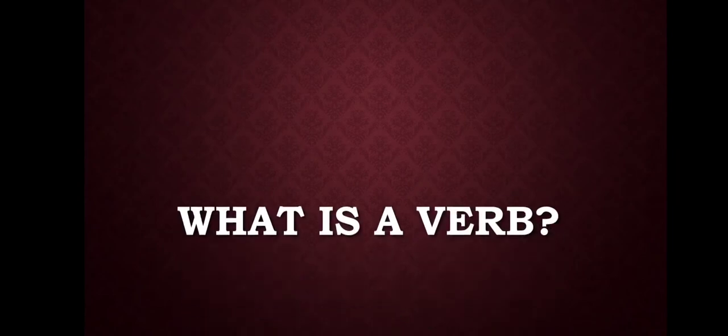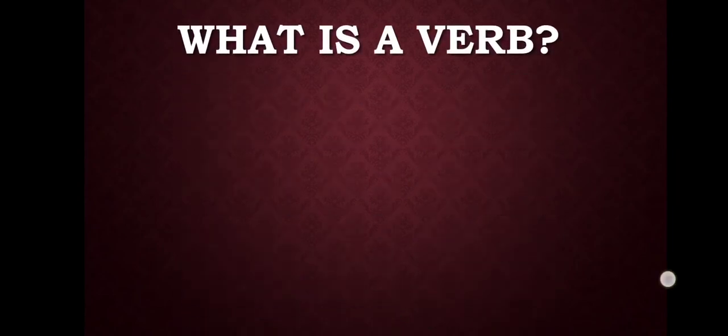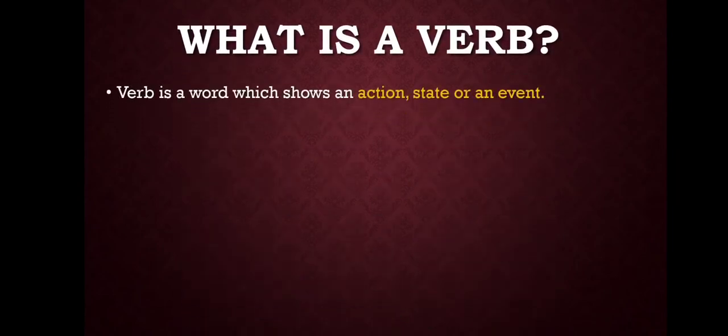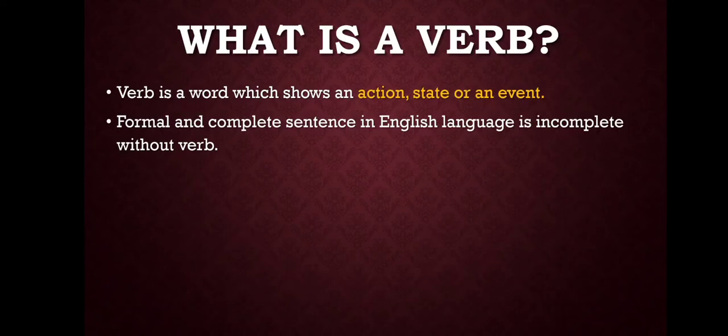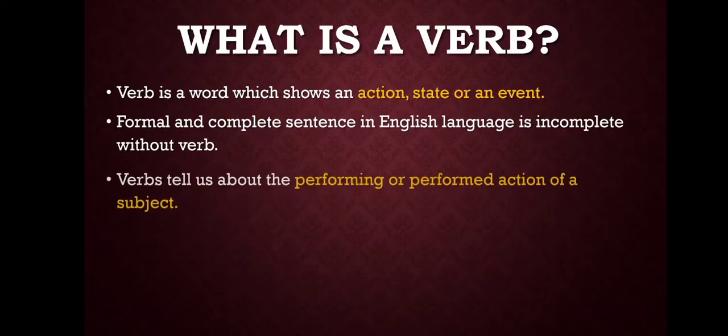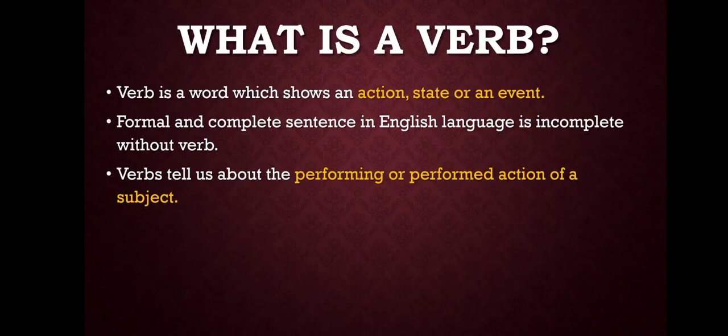So just to start with the first concept of verb, what is a verb? Verb is a word which shows an action, state or an event. All of those words which express the action or happening of the task would be categorized as a verb. Verb in an English sentence acts like a backbone of a sentence. A sentence would not be complete if you are not adding a verb in it.